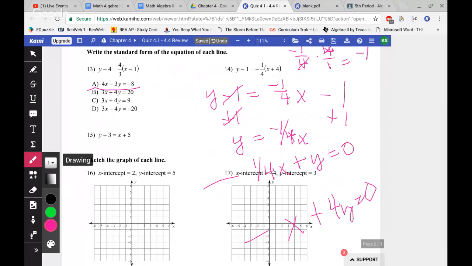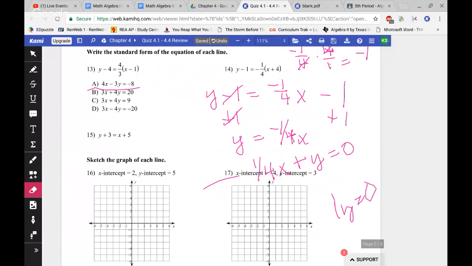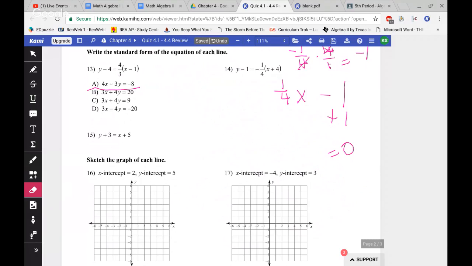And then should we do 15? Sure. 15 is weird because the slope is 0. The slope would be 1. Yes. Does that make a little more sense, Jordan? Nope.